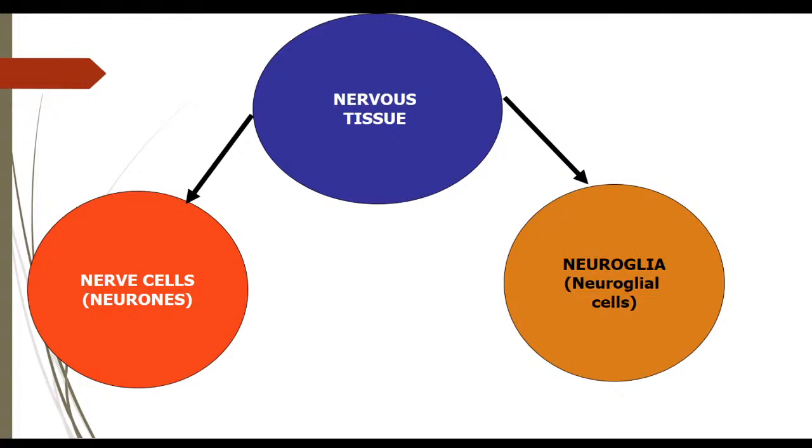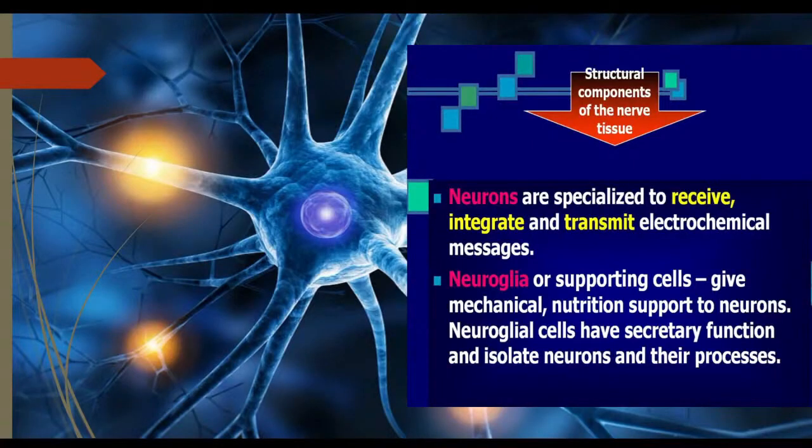Thus we understand that nervous tissue is the simple tissue in the human body without extracellular matrix. Neurons are specialized to receive, integrate, and transmit electrochemical messengers, also named neurotransmitters. Via this mechanism, they regulate the impulse activities in the whole body. Neuroglia, or supporting cells, give mechanical and nutritional support to neurons. Neuroglial cells have secretory functions and isolate neurons and their processes.